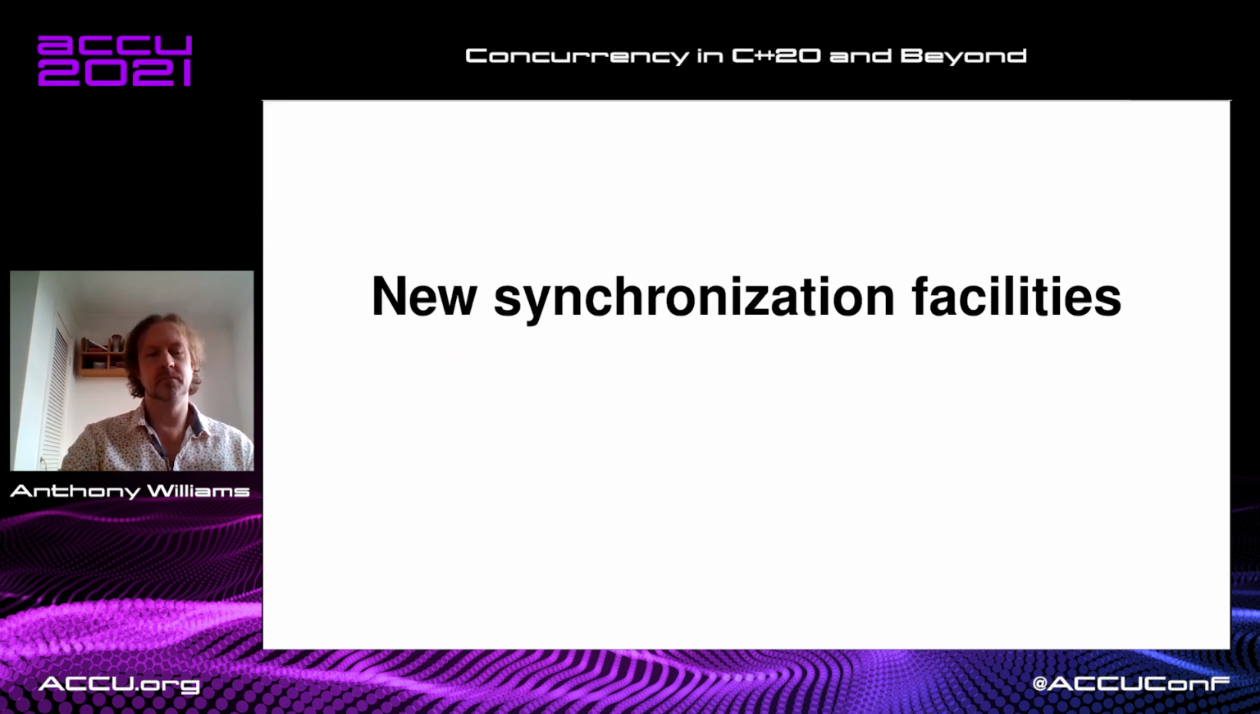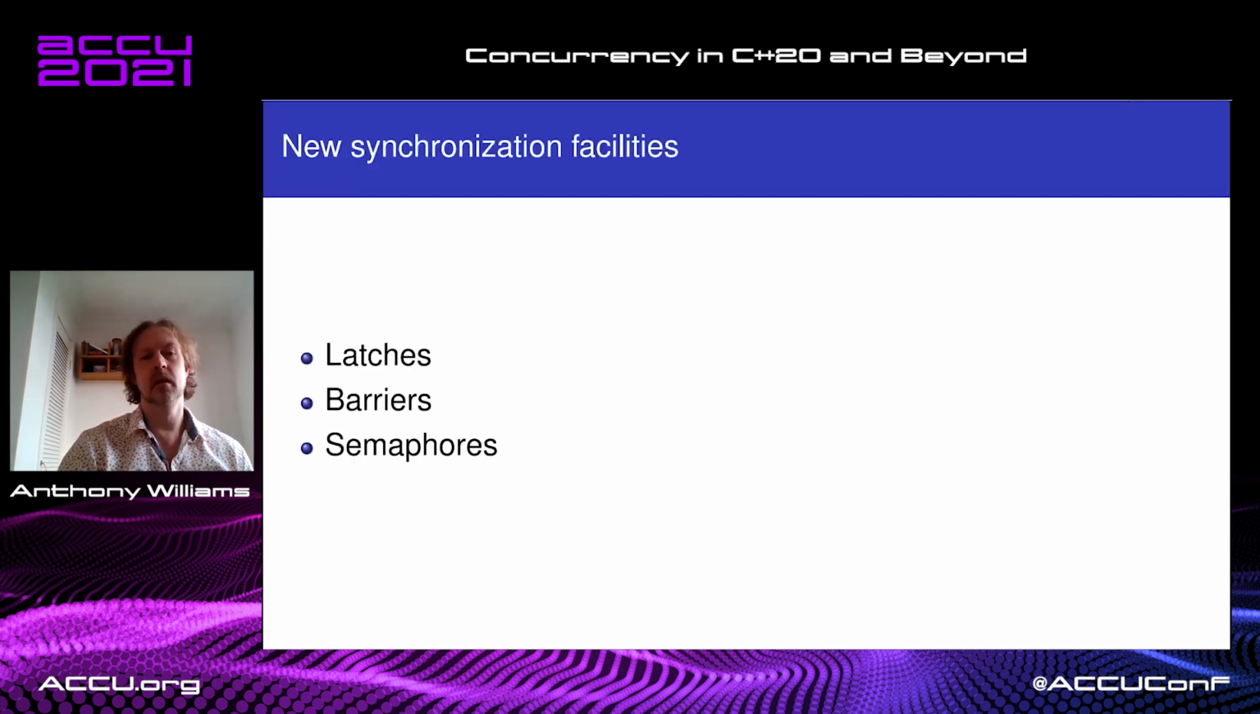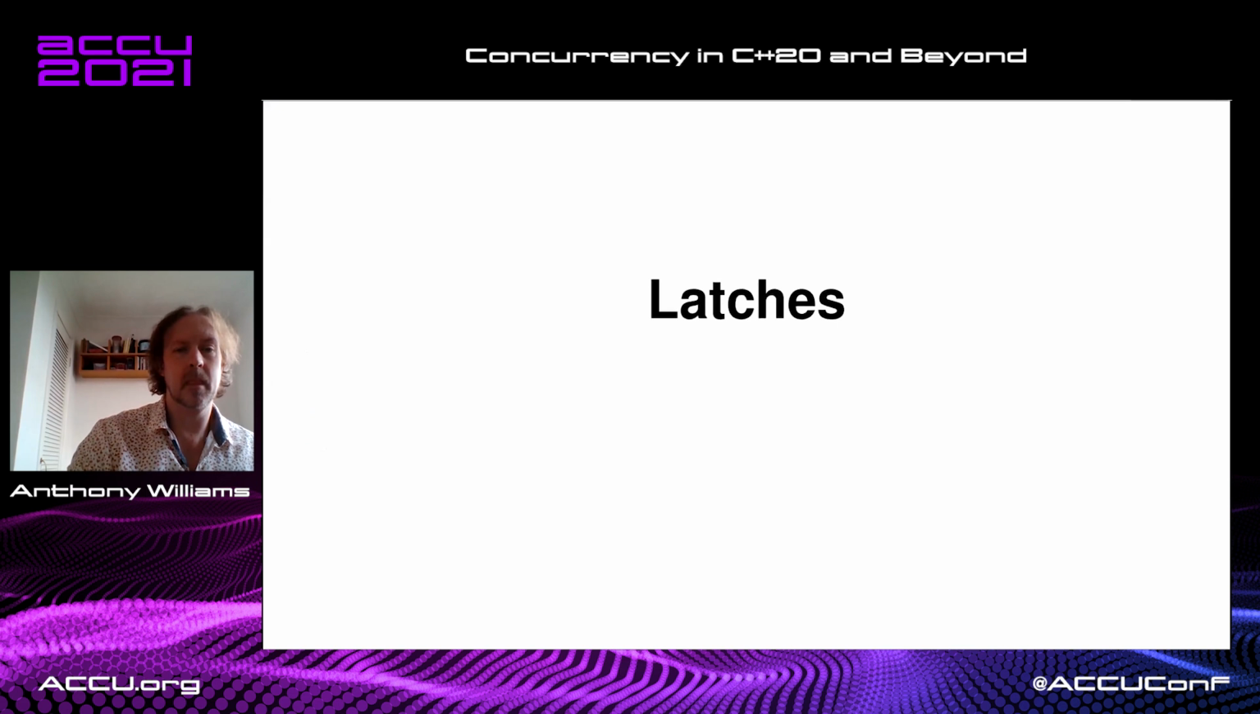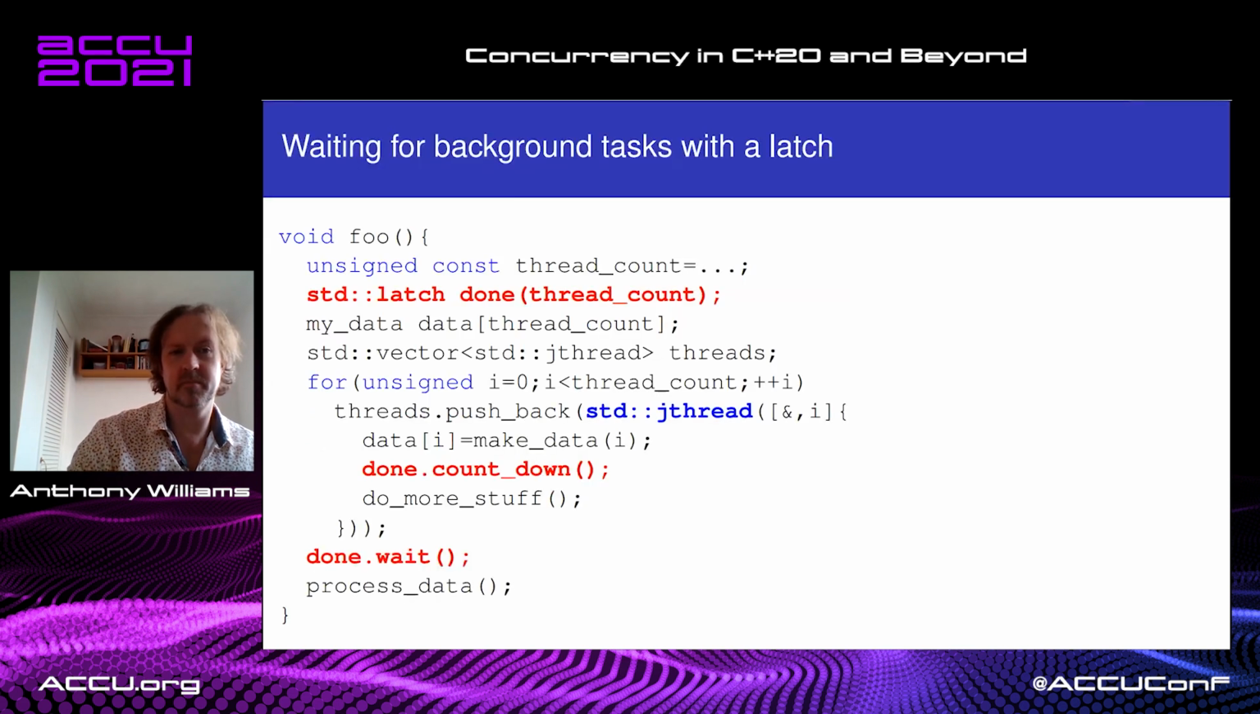Okay. So we know not only do we have jthread and cooperative cancellation with stop tokens, but we have additional synchronization facilities. As I mentioned in the introduction, these are latches, barriers, and semaphores. Now, these can then be used to build higher level things in your program. So we'll start with latches.